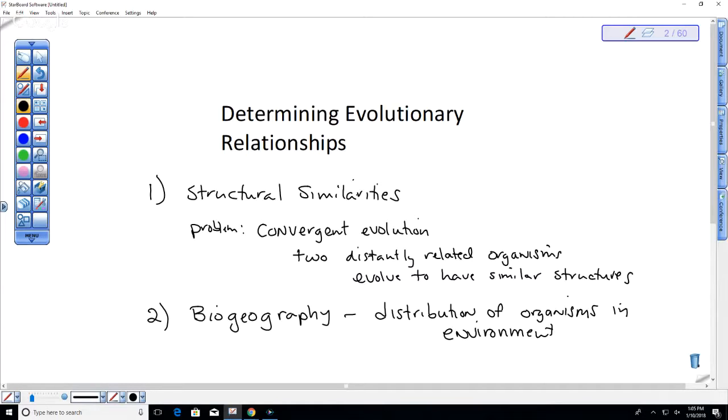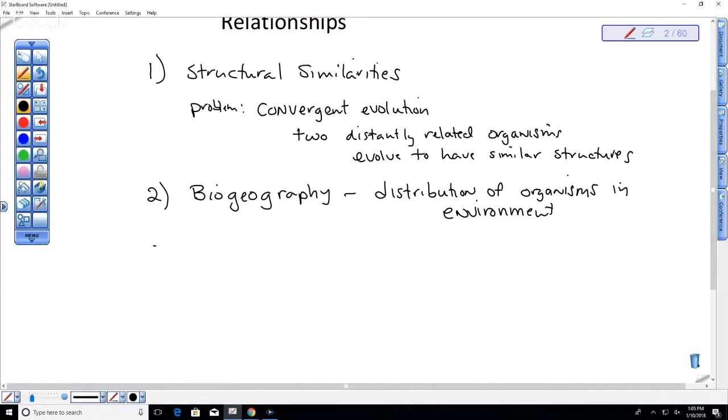So generally, organisms that are closely related tend to be more closely located, right? So if they're found near the same place geographically, we might make the assumption that they are more closely related evolutionarily, right? So the third thing that we could look at is fossil evidence. And people who study fossil evidence have a specific name, and these are called paleontologists.